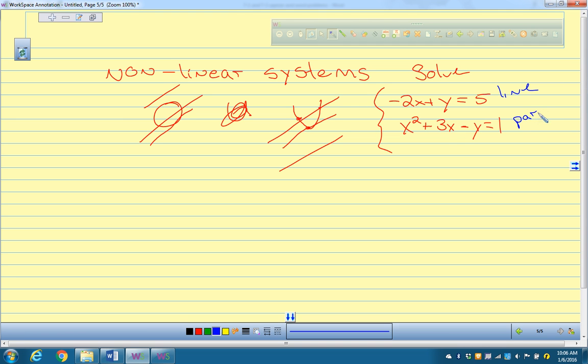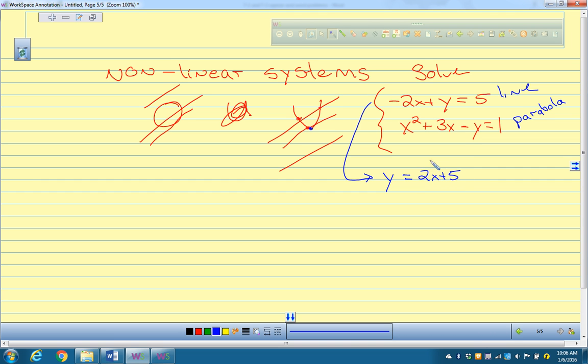So with a line and a parabola, okay, you should be aware that I could have one solution, right? If it just crosses at one point, I could have two solutions, or I could have 0 solutions if they don't cross, right? So you kind of have to be aware of that, okay? How do I solve this? You can solve it by substitution. And to solve it by substitution, I'd have to get y by itself. So I'm going to transform this equation into y equals 2x plus 5.